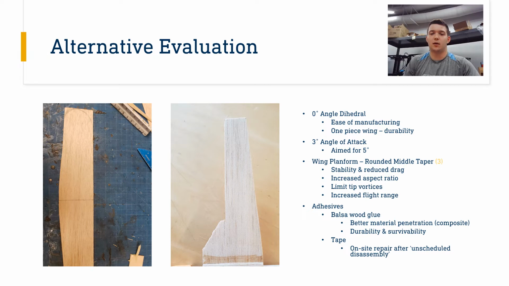Based on our research on wing planforms, again in our references, we decided to use a rounded middle taper on our design instead of a rectangular wing, or the rectangular taper that you see in our first design here on the left, to increase our lift to drag ratio, limit tip vortices, and increase the aircraft stability without significantly increasing the manufacturing complexity. Finally, we decided to use balsa wood glue instead of normal wood glue to better penetrate the material to create a durable composite, as well as tape for repair during the flight competition in case there was a rapid unscheduled disassembly.